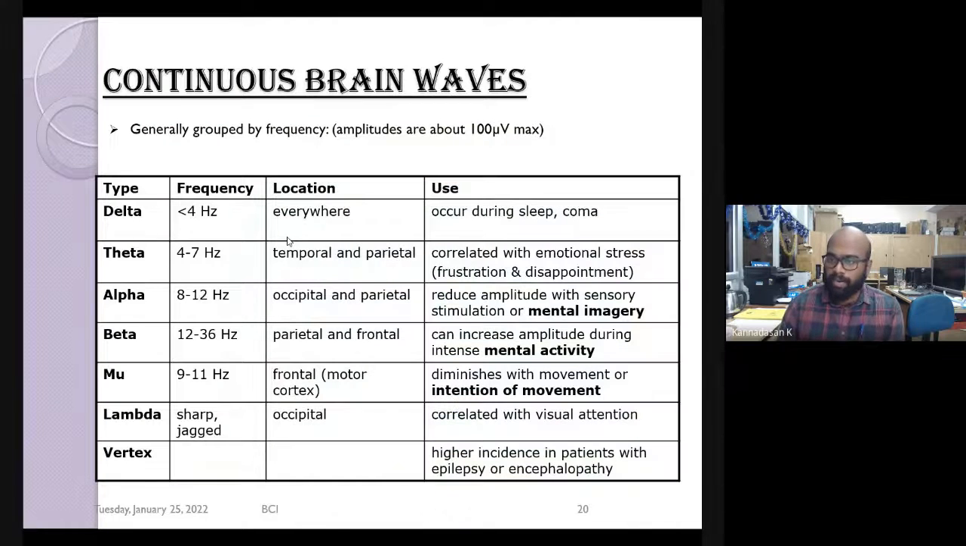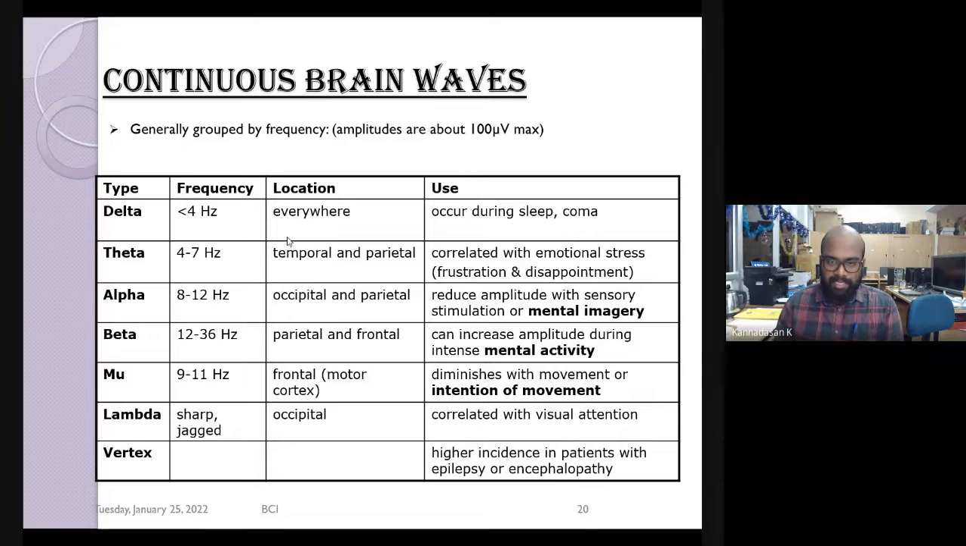More detail is given here, about at what particular location it will happen. So what does it mean? That is what is given in the table. You can see delta, as I said, is less than 4 hertz. It will be happening everywhere in your brain, occurring during sleep or when a patient is in coma. I did not say this: first, you will be measuring the EEG signal in terms of microvolts, then converting it into the frequency domain, and then calculating.